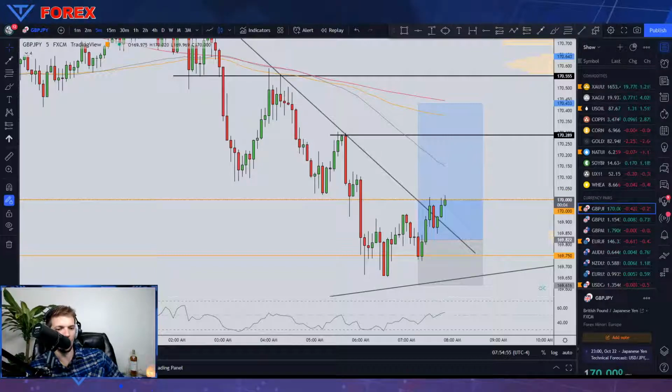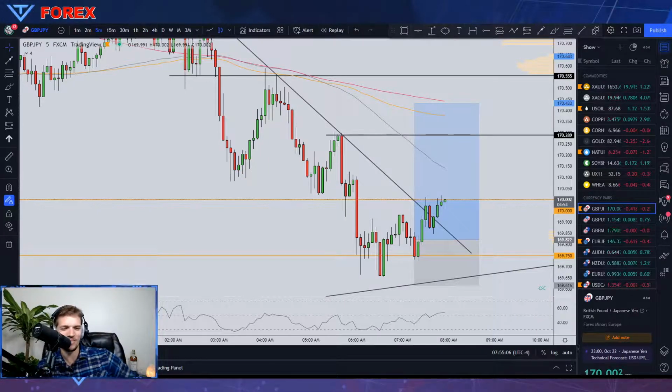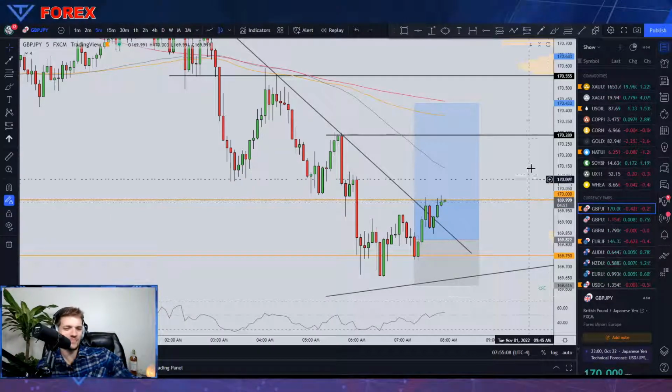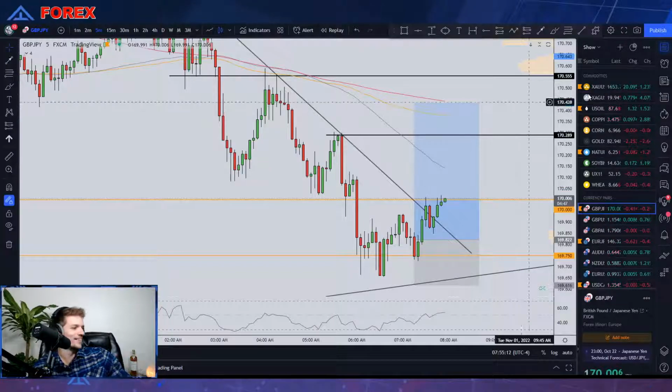Five, 4, 3, 2, 1. The last second gave us that pullback. That close below. That's all right. 5 minutes left in the hourly close. Oh man, it'll break it.